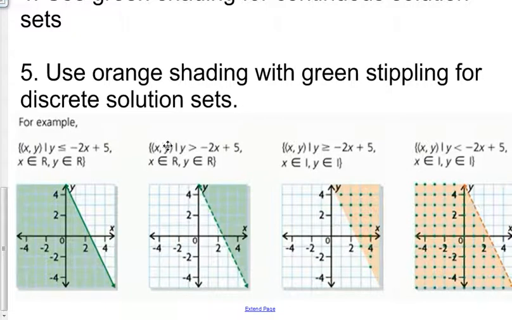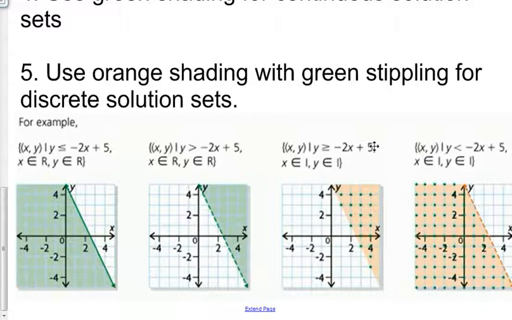Here I have the points x and y such that y is greater than, notice there's no equal to here, negative 2x plus 5, where x is in the rational numbers and y is in the rational numbers. So here, because I don't have equality, I use a dashed line, but it's still continuous because I have rational numbers, so it's going to be green.